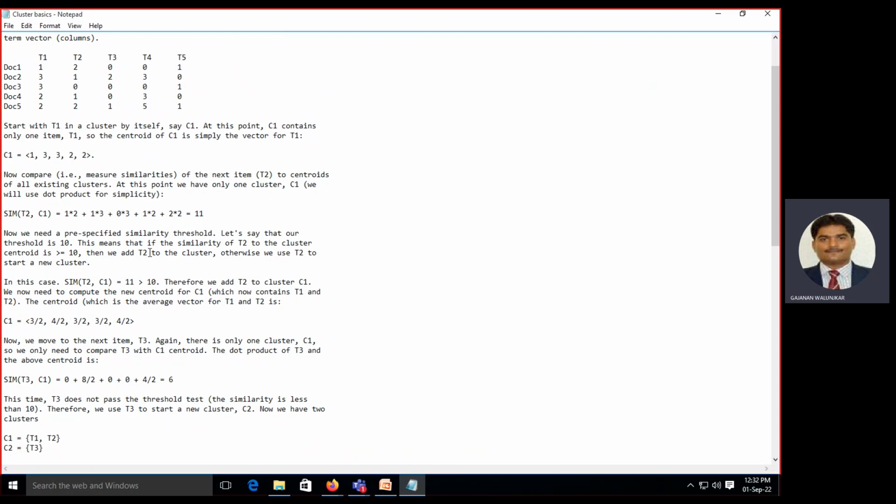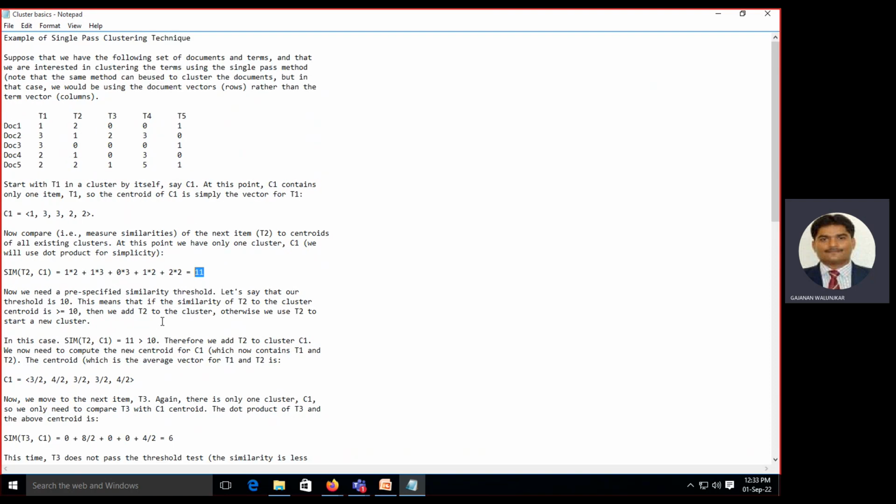Then again we need to recalculate that particular centroid value of C1 because it's coming 11. And here one thing you have to remember is that we need to consider the threshold value. What is the threshold value that we are supposed to consider? That threshold value we have considered here is 10.